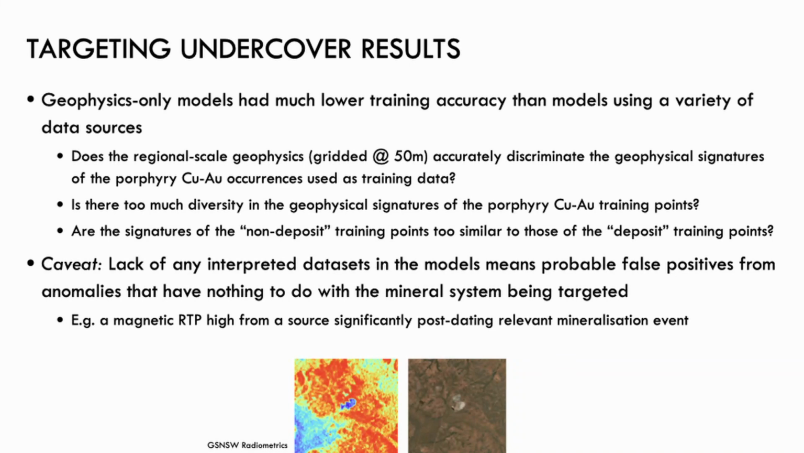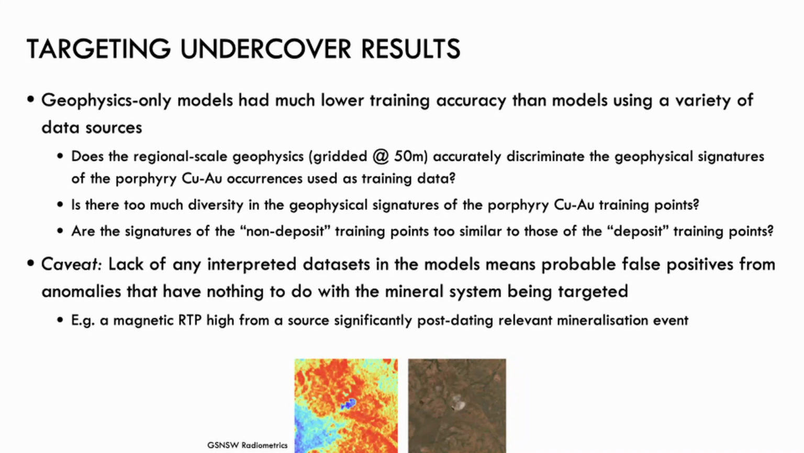The geophysics-only models had a much lower training accuracy than the models using a variety of the data sources. I'm not 100% certain of the specific reason for this, but there are a few ideas around it, relating to whether the regional scale geophysics used in this modelling accurately discriminates the geophysical signatures of the different porphyry copper gold occurrences used as the training data. As we've seen over the last day and a half, the geophysical signatures of some of these deposits can be quite different due to the different deposit geometries. It's like comparing Cadia and North Parkes. You're seeing quite a different geophysical response in the regional scale data.